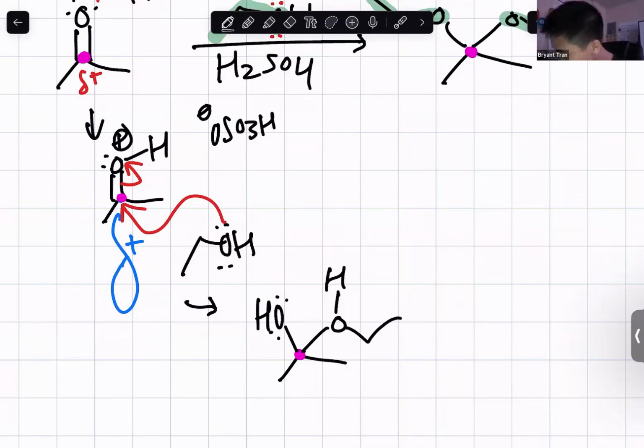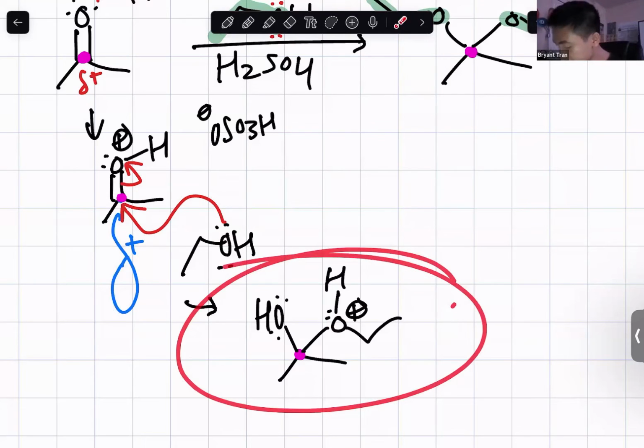Right. Now this oxygen here has 3 bonds and 1 pair of electrons. What should the formal charge of this oxygen be? Positive. Yeah, positive charge. Right. So this is our tetrahedral intermediate over here.